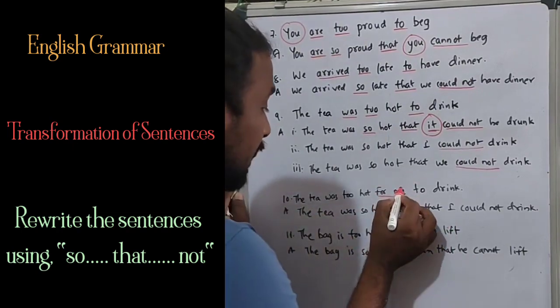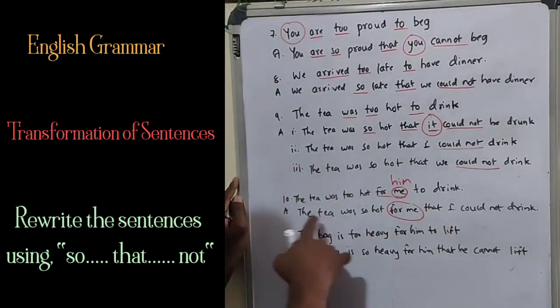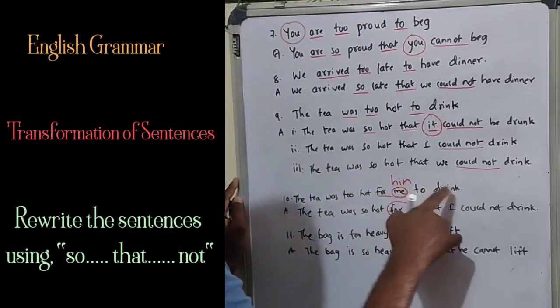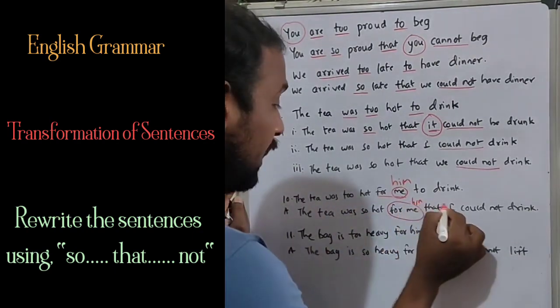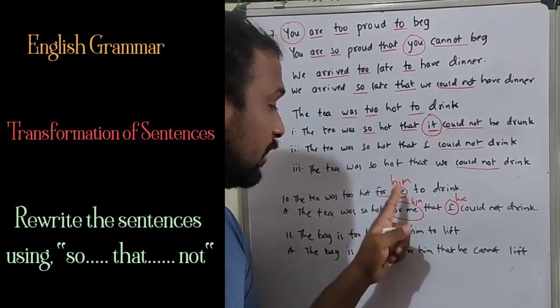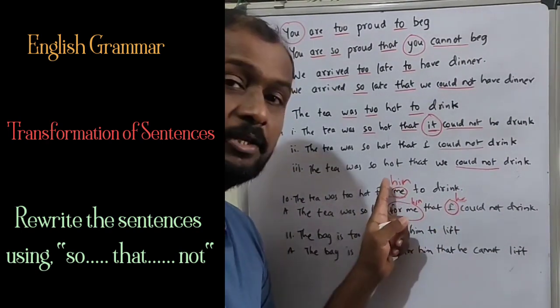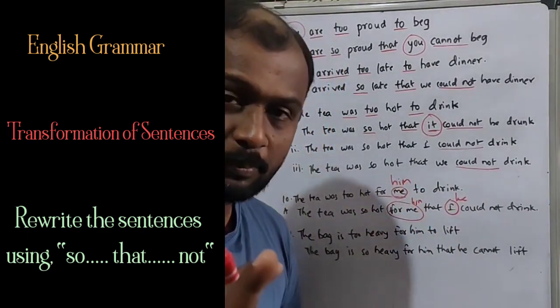In the case of me, if it is him, look here: The tea was too hot for him to drink. You have to write: The tea was so hot for him that he could not drink. If it is her, you write "she." If it is "them," you write "they." You got the point, I think.